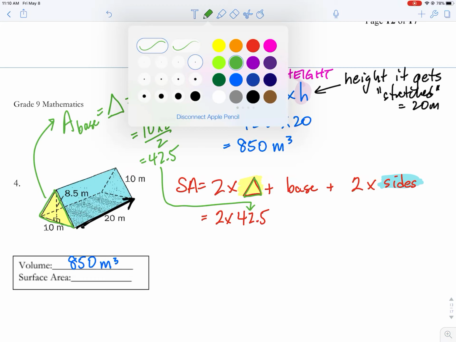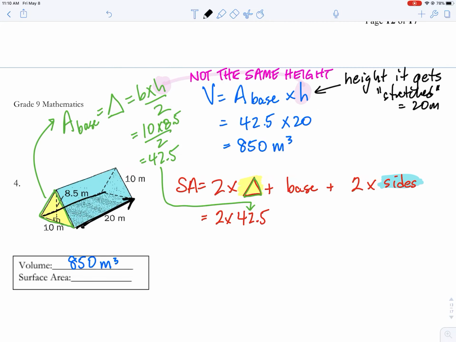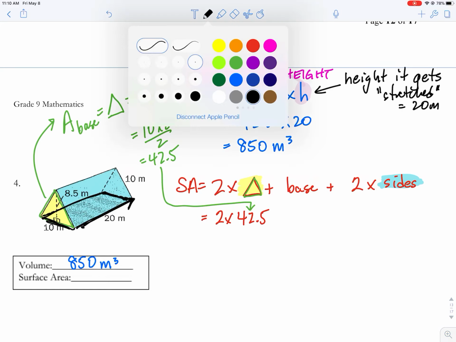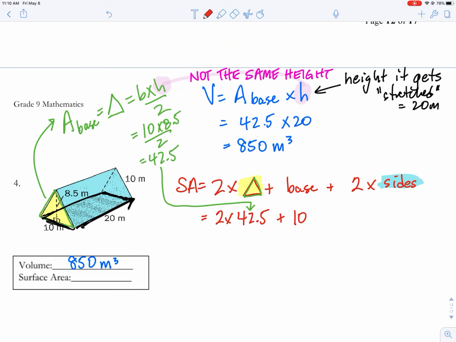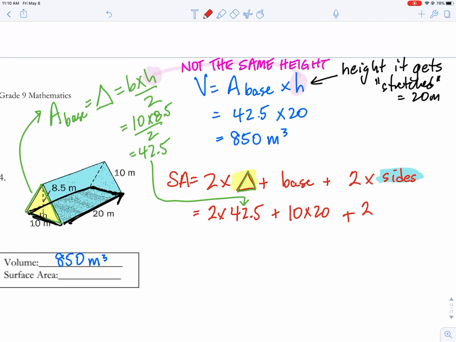Now the area of the base I'm going to outline in black. The base would be that one. So it's a rectangle that is 10 times 20 big. And then for each of those blue sides, they're also rectangles, and I've got 2 of them, and each one of the blue ones is going to also be 10 times 20, but that won't always be the case. It just happens to be the case now.